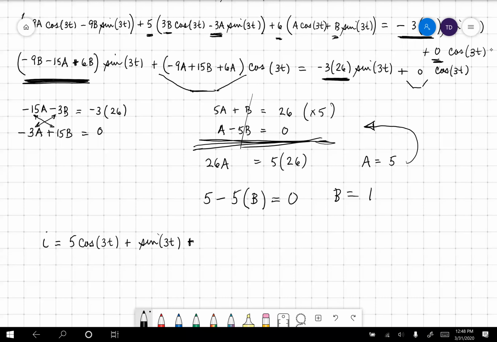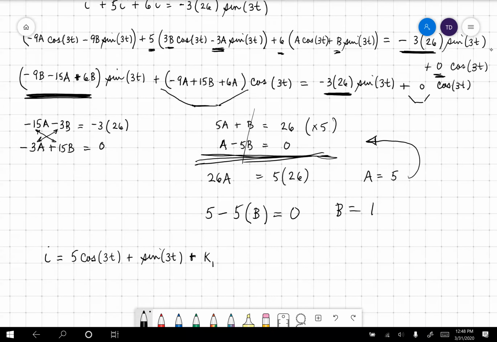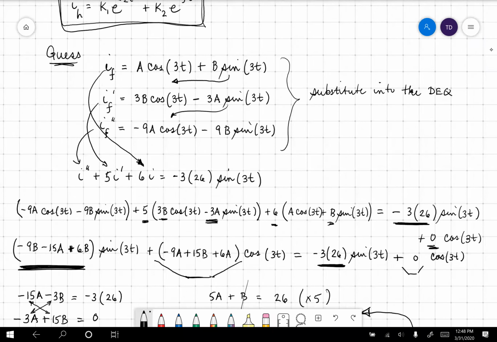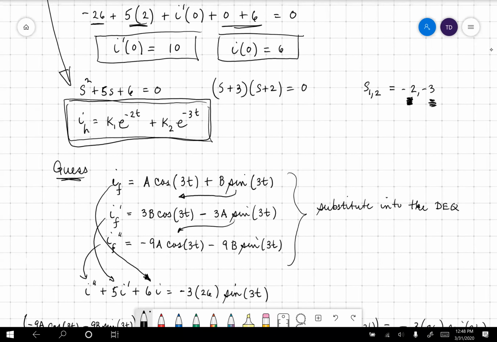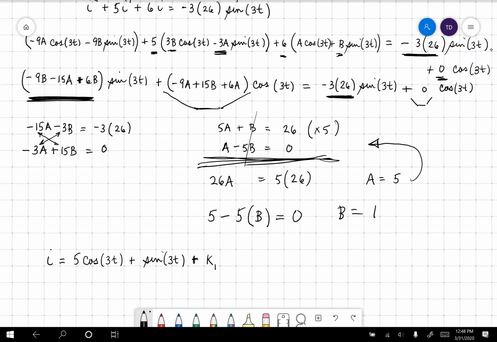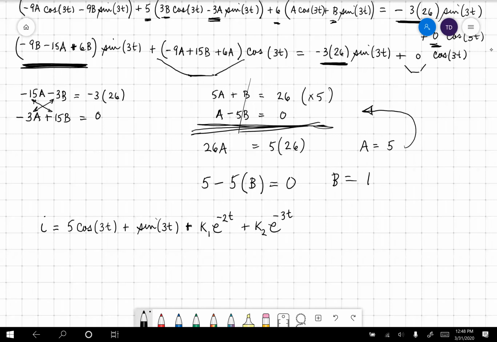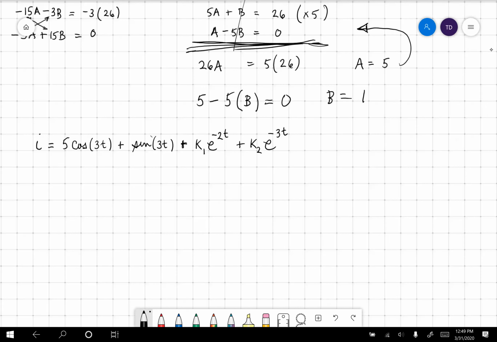Plus k1, and I can't remember my numbers, but I think it's e to the minus 2. Was it 2 and 3? Yep, e to the minus 2t and e to the minus 3t. k1 e to the minus 2t, plus k2 e to the minus 3t. So those values can now be solved for with our initial conditions.